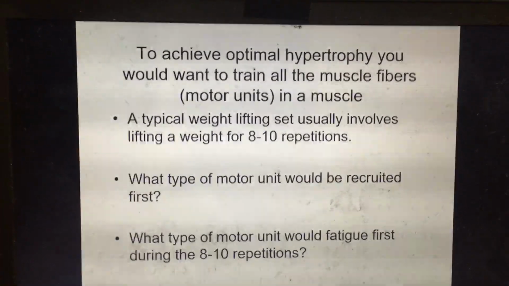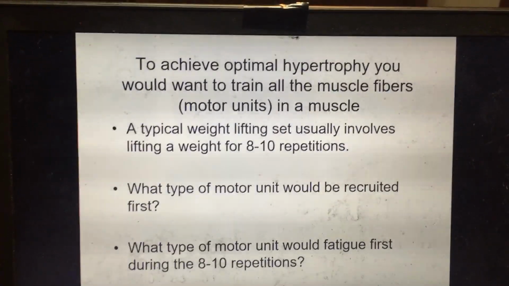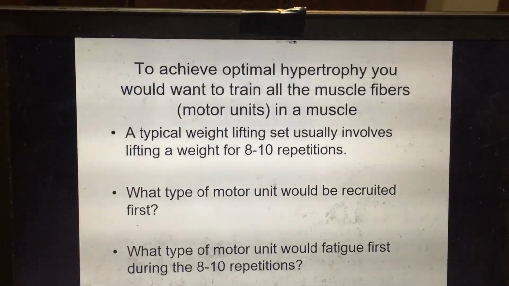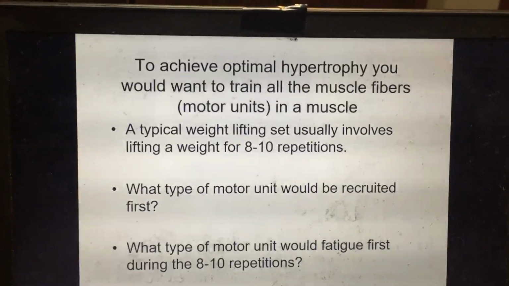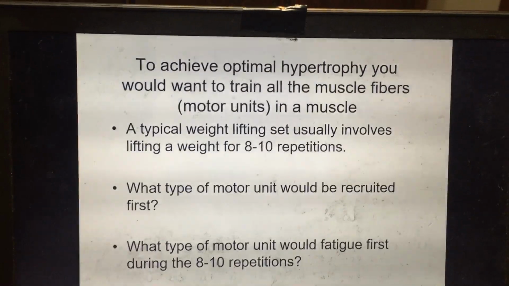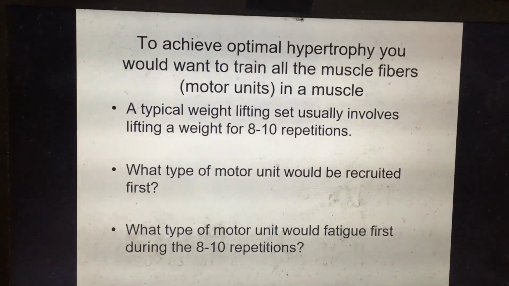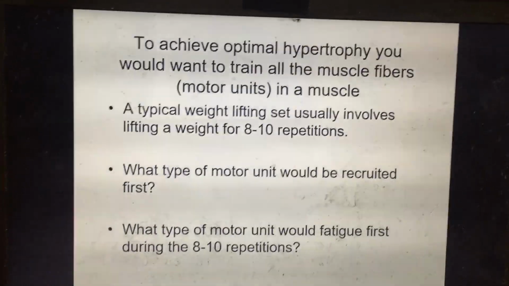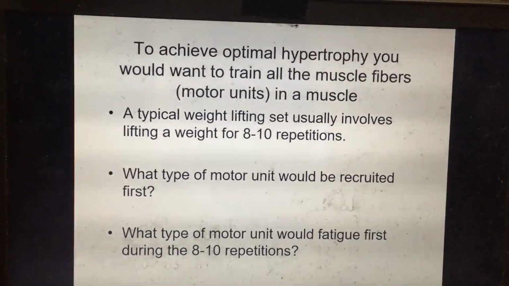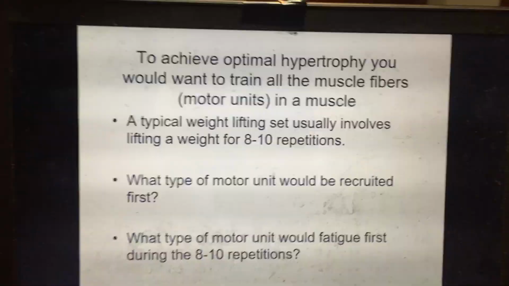Okay, another point about overload is training to failure. To achieve optimal hypertrophy, you want to train all the muscle fibers or motor units in a muscle. Now, a typical weightlifting set usually involves lifting a weight for 8 to 10 repetitions. That would be just an average typical weightlifting set. The question here is what type of motor unit would be recruited first, and what type of motor unit would fatigue first during the 8 to 10 repetitions.